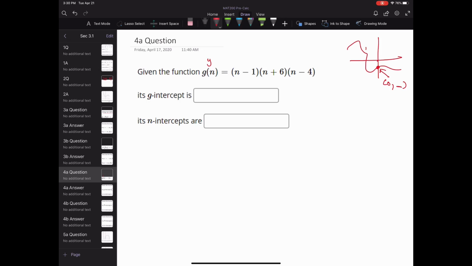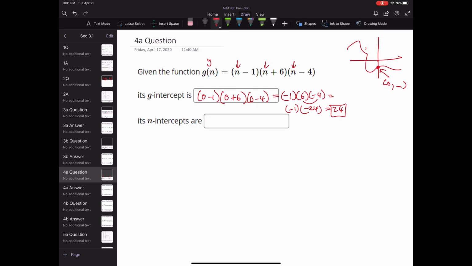We are going to let x equal 0. So it will just be 0 minus 1. I'm literally inputting 0 for, I'm calling it x, but it's really n. So 0 minus 1, 0 plus 6, 0 minus 4. And what do you end up getting? You get negative 1 times 6 times negative 4. And 6 times negative 4 is negative 24. Still have to multiply by the negative 1, so you get positive 24.